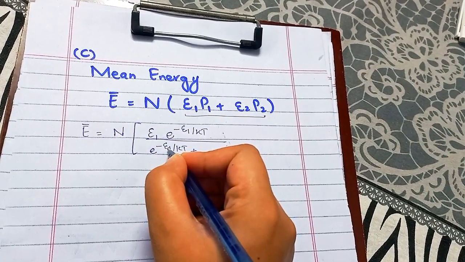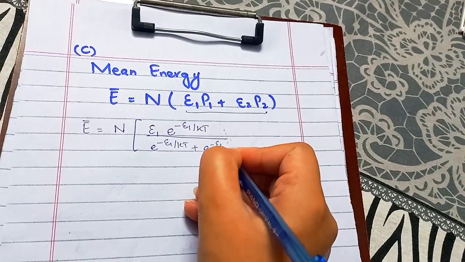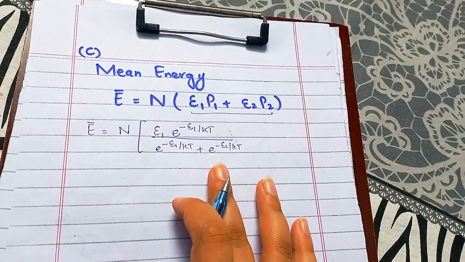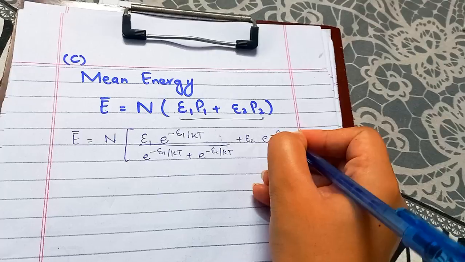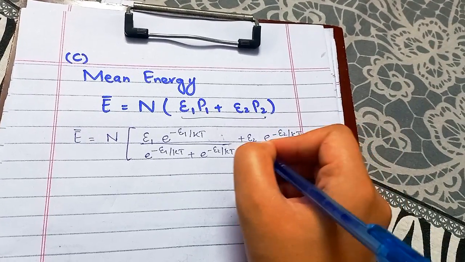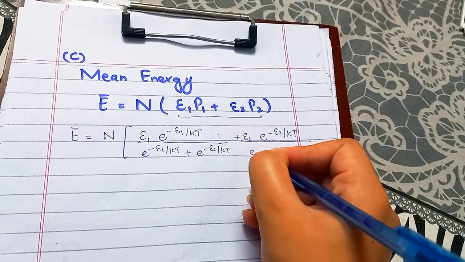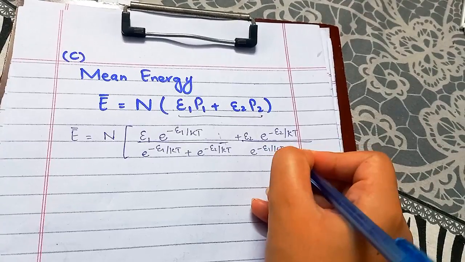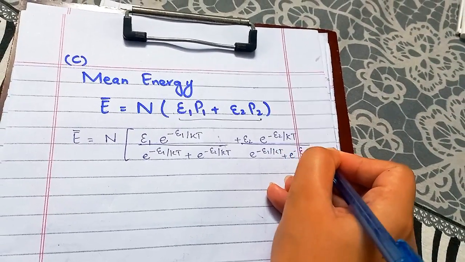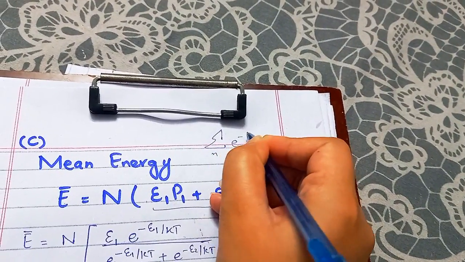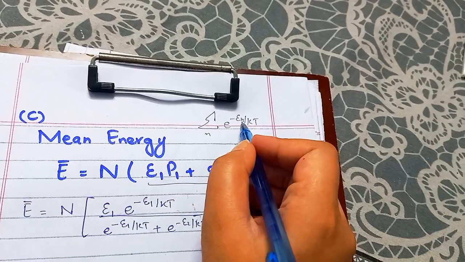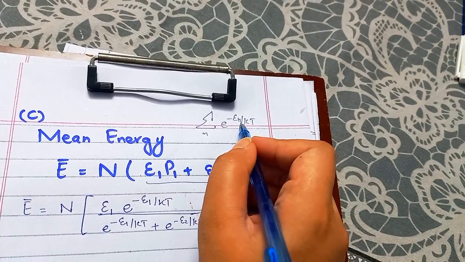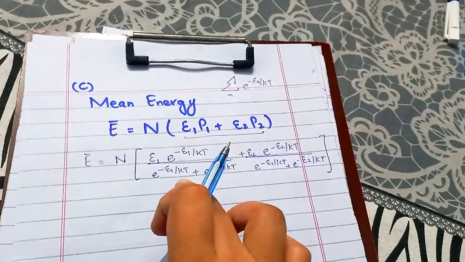The partition function of this system is simply the sum of the Boltzmann factors for the E1 and E2 states. This is the partition function, plus E2 e to the power minus E2 by kT for P2, with the same partition function, which is this. I hope you know how to calculate the partition function. It's actually this summation which runs over all the possible states. Since we have only two states, we wrote it for E1 and E2 and summed it, which is this simply.